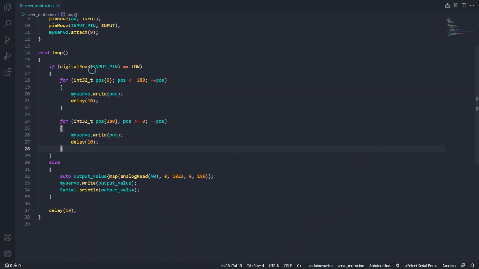Now if the input is high, then this part of the code is not executed, else this part of the code is executed. What it does is that it reads the input from pin A0 and maps it between two values from 0 to 180, which is then displayed in the servo motor. That is, the servo motor rotates by that specific value. So let us see this code in action.